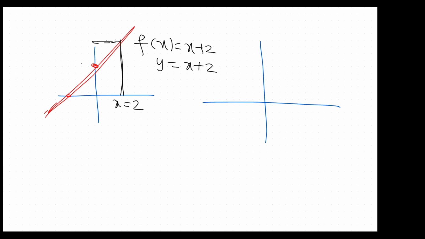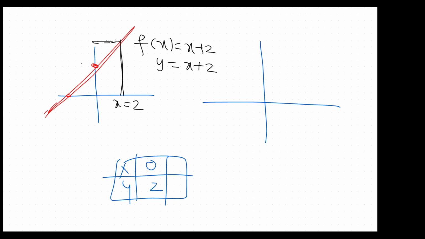We'll prepare a table, right? X, Y. And what do we do? The x value we will give, we will get the y value, correct or not? The y value we will give, we will get the x value, right? X 0 I kept. What did I get as the y value? 2. So what is the coordinate? 0, 2, no?